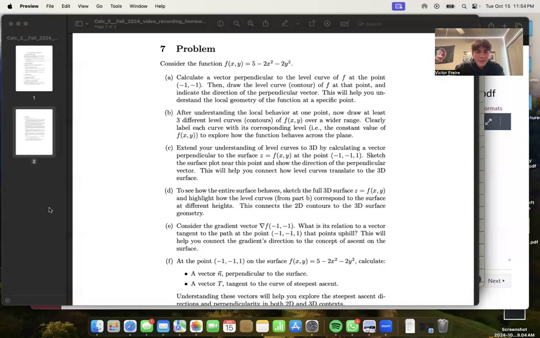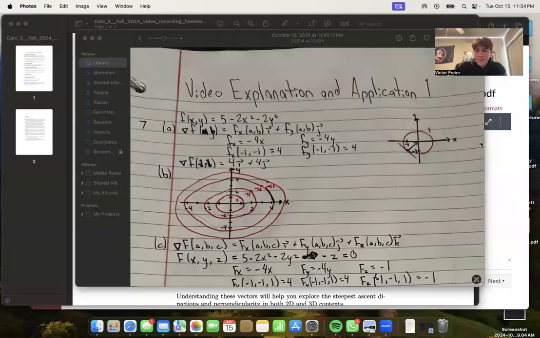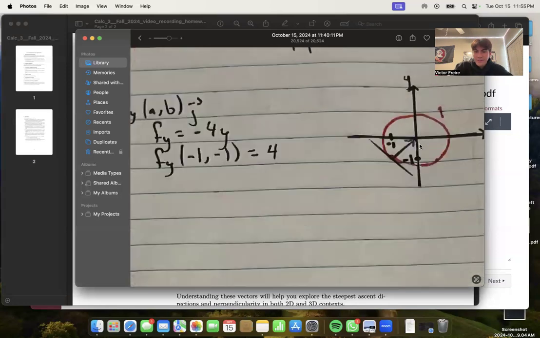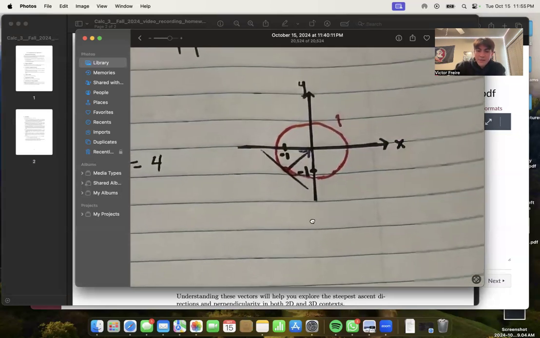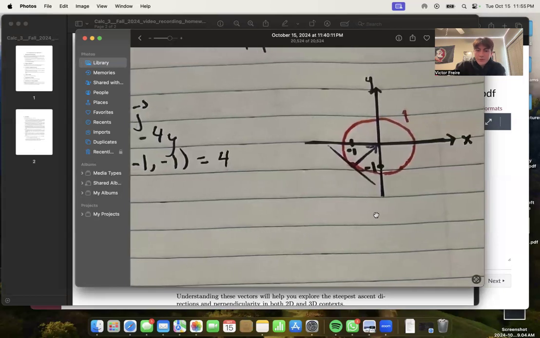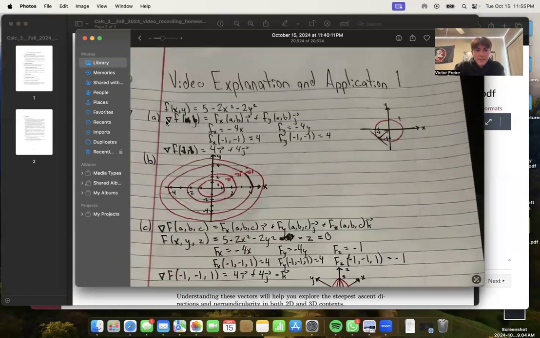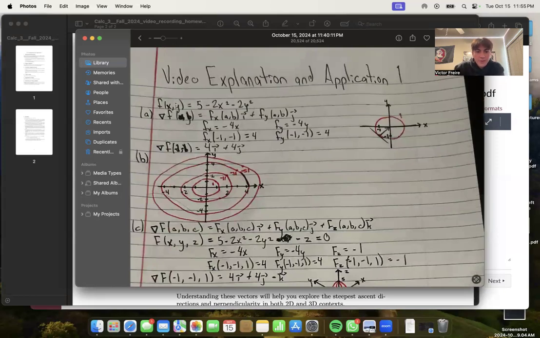For the next step in the problem, they wanted us to draw the level curve or the contour of f at that point and indicate the direction of the perpendicular vector. What I did here, I'm sorry, it might be a little hard to see, is we have this two variable function f(x,y), and we have -1 as the x and -1 as the y.